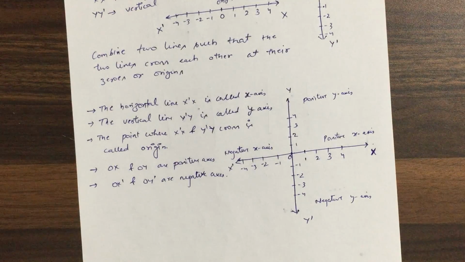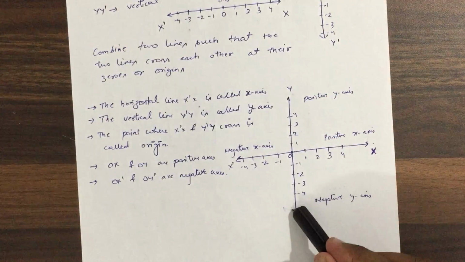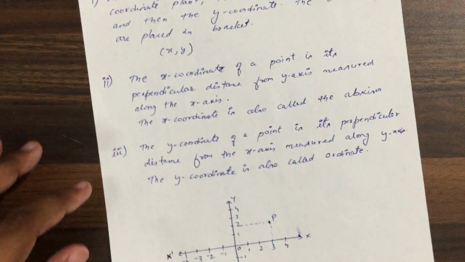Sorry, one is horizontal and one is vertical, and we arrange them in such a way that their origin collides. The horizontal line is called the x-axis, and the vertical line is called the y-axis. I hope this is clear to you now. Now come to the next topic.